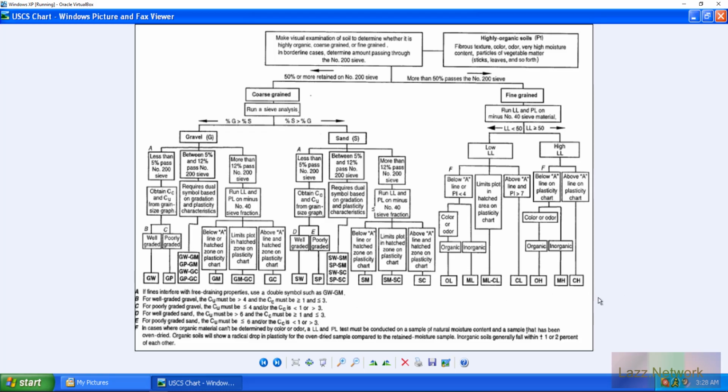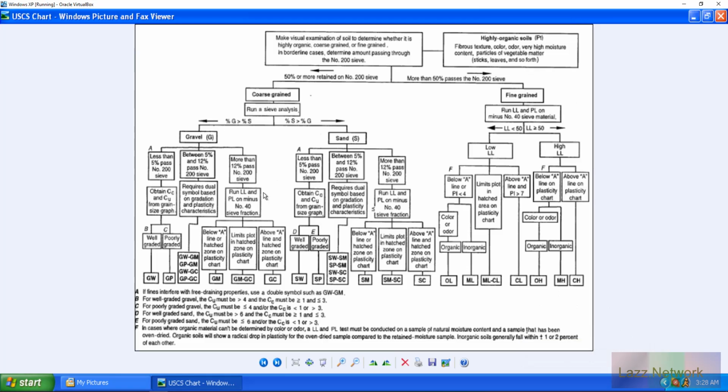Ultimately, at the end. So if we have more than 12% passing, then we're going to run an LL and PL on the minus 40 fraction. The LL and PL means that's pretty much your Atterberg limits.